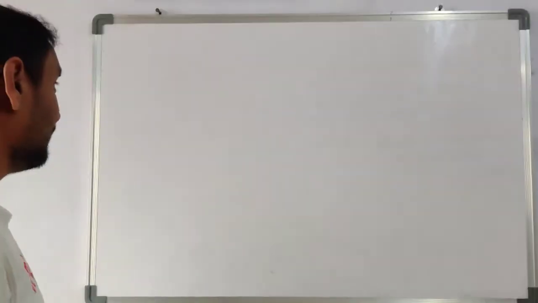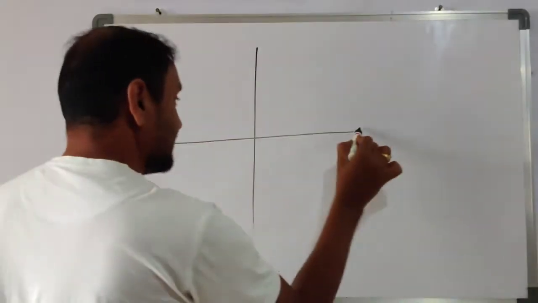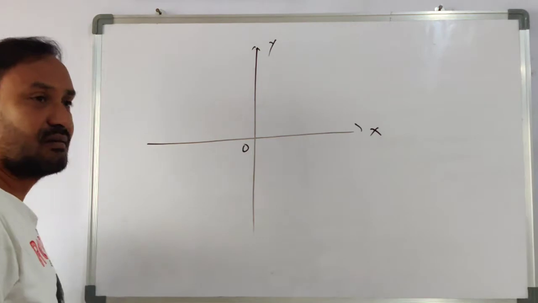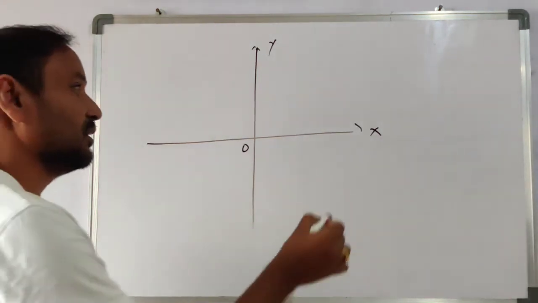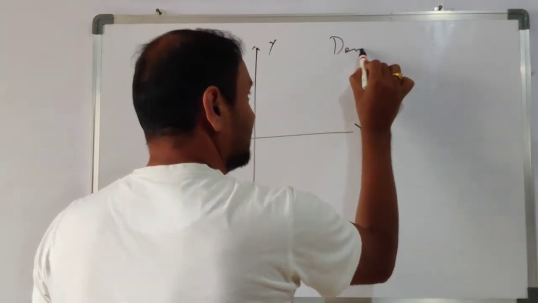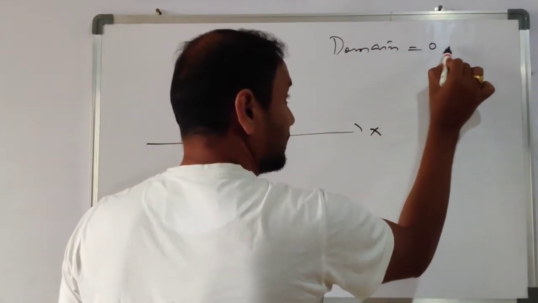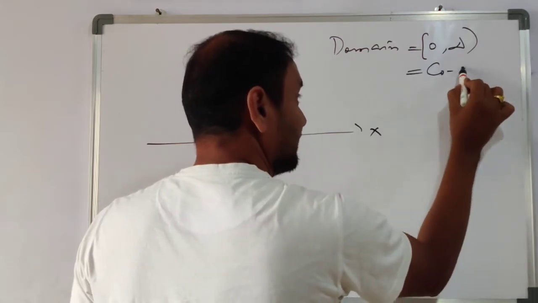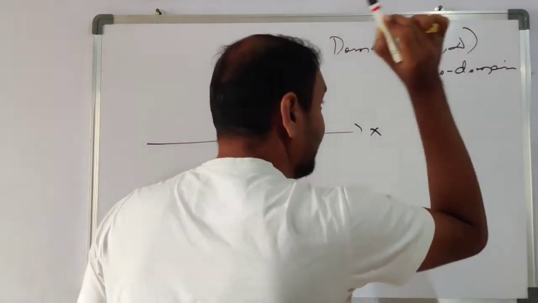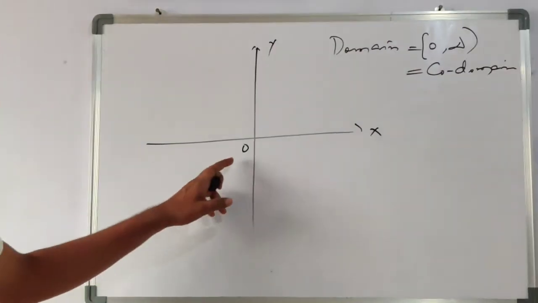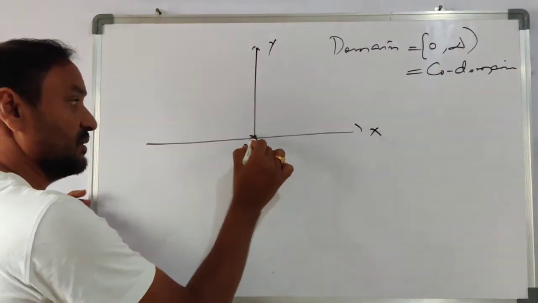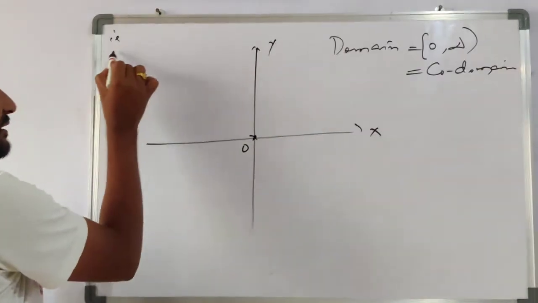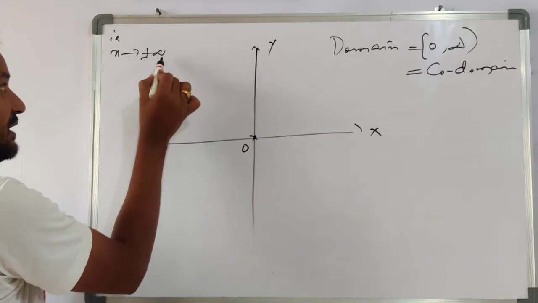So that is the graph here. I'm taking the x-axis, y-axis. Take 0. So the graph is passing through origin. But here the domain is very, very important. Domain is equal to 0 to infinity, so this is a closed interval. It is also equal to the codomain. And observe this: where x tends to 0, y is 0, the graph is passing through origin. Where x tends to plus or minus infinity, y tends to 1.